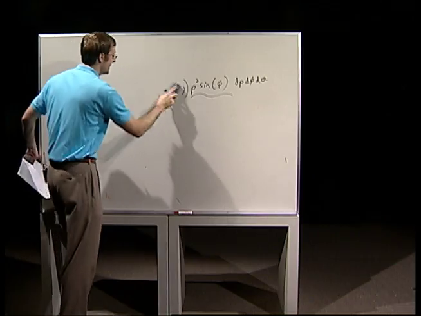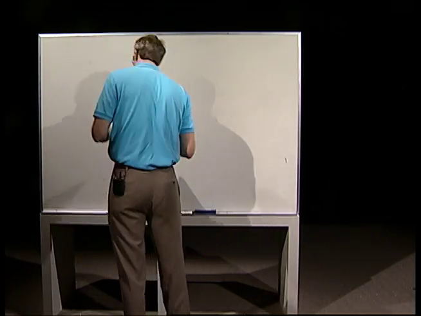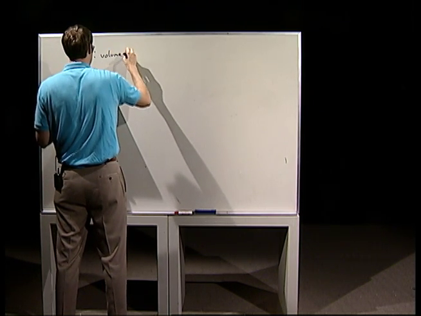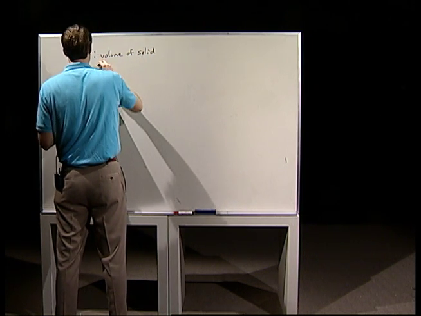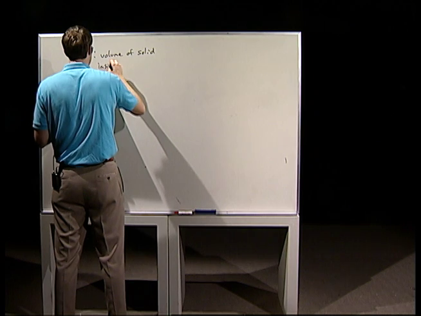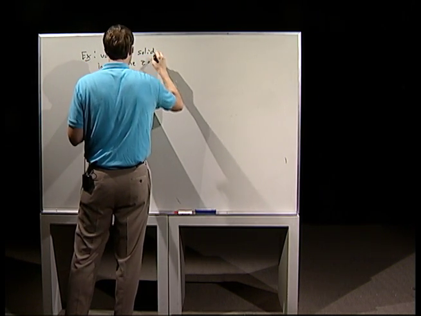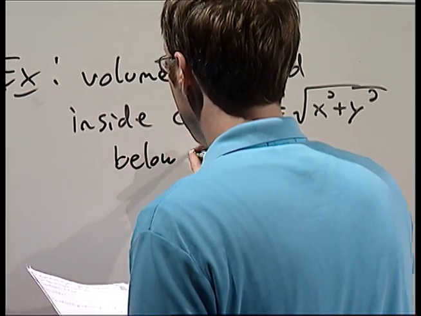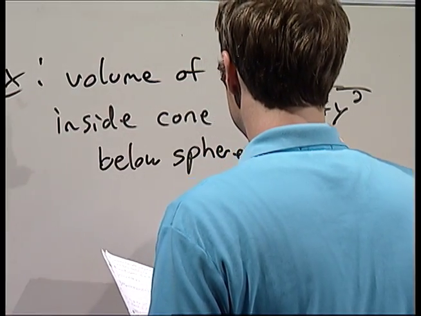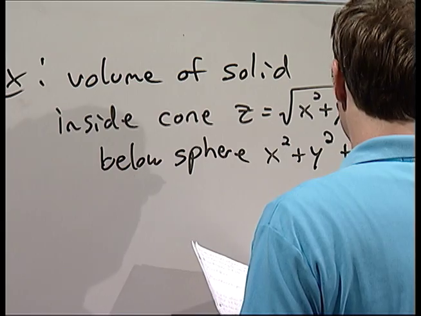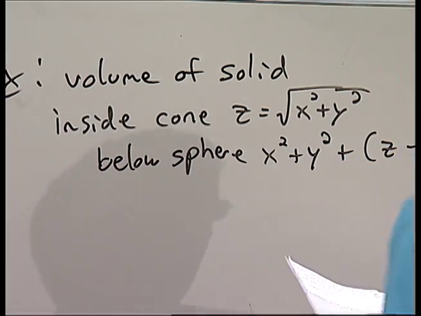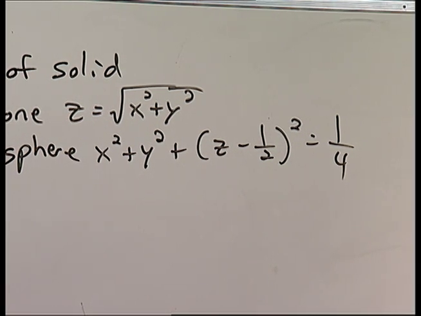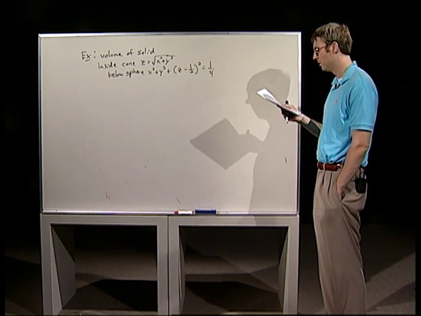Okay, let's do an example. Let's find the volume of a solid inside the cone z equals square root of x squared plus y squared, and below the sphere x squared plus y squared plus (z minus 1/2) squared equals 1/4. Okay. I don't want to draw the picture yet, do I? No.